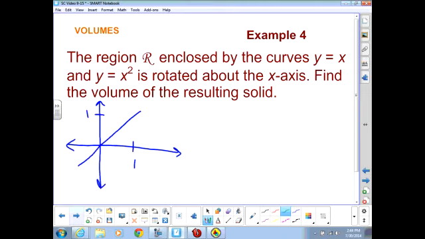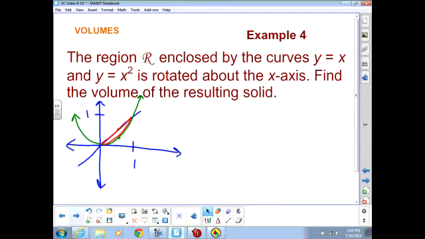The point 0.5, 0.5 is on y equals x. But if you take a half and square it, you get 1/4. So you'll have a half, 0.25. So that means x squared is going to stay below. And our region that we're going to have is this region right here. We are going to rotate this around the x-axis.